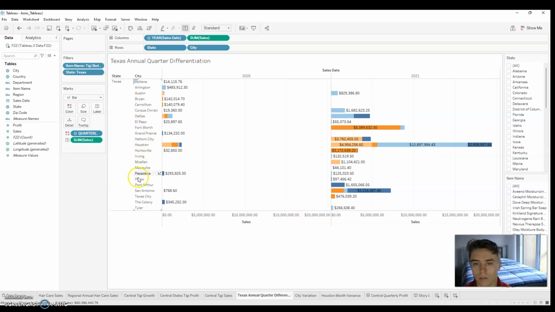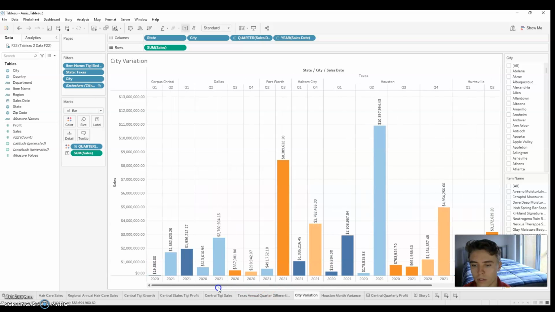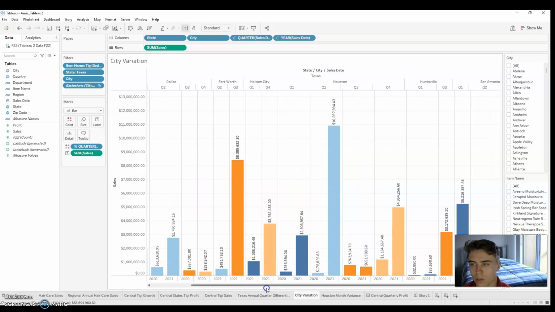Here we have all of the different cities within Texas. And we can notice that some cities are outliers comparative to surrounding cities. And this is broken down into different years and different quarters. So we can see Houston's counterparts and the growth it experienced between the 2 years. In this next worksheet, we have the outlying cities and their performance in relation to the different quarters and years.